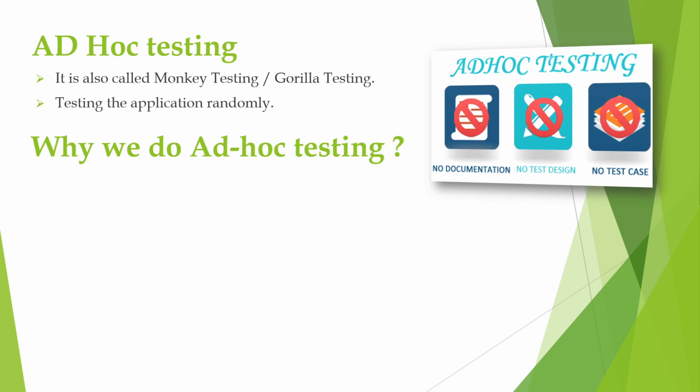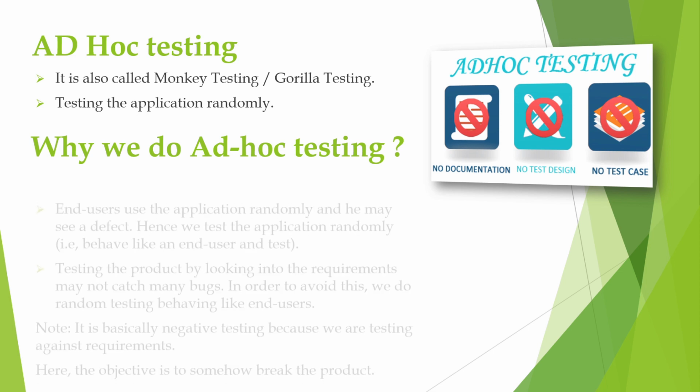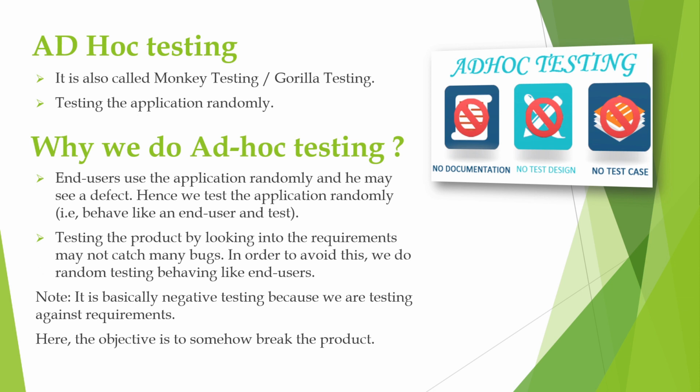Ad hoc testing is done because the end user may use the application randomly and he may find some of the defects. But professional test engineers use the application in a systematic way and they may not find any defect or only some of the defects. In order to avoid this type of scenario, the test engineers should go and test the application randomly. They should behave like an end user.